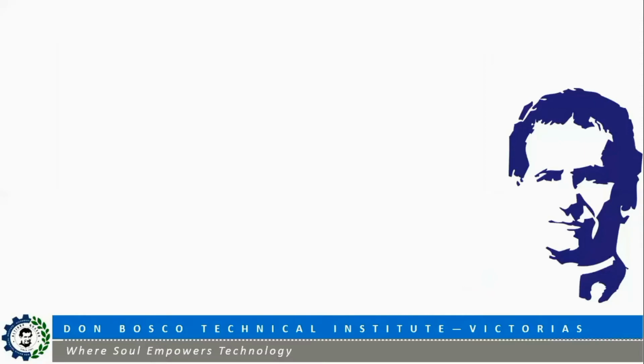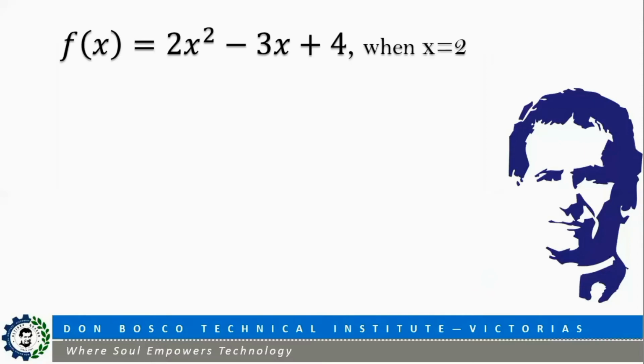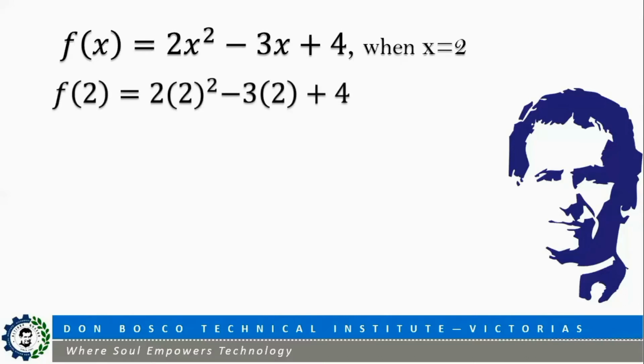The next example is a function wherein f of x is equal to 2 times x squared minus 3x plus 4, and we need to evaluate this function when x is equal to 2. By substitution, f of 2 is equal to 2 times 2, which was originally an x, squared, minus 3 times 2, which again was originally an x, plus 4.